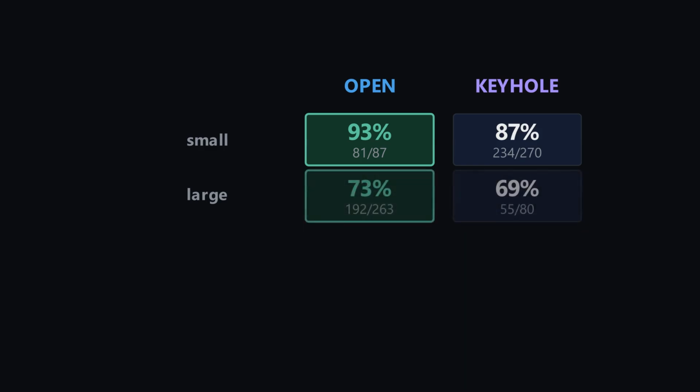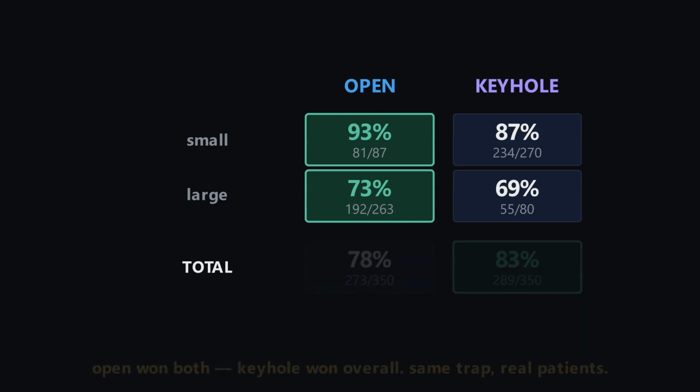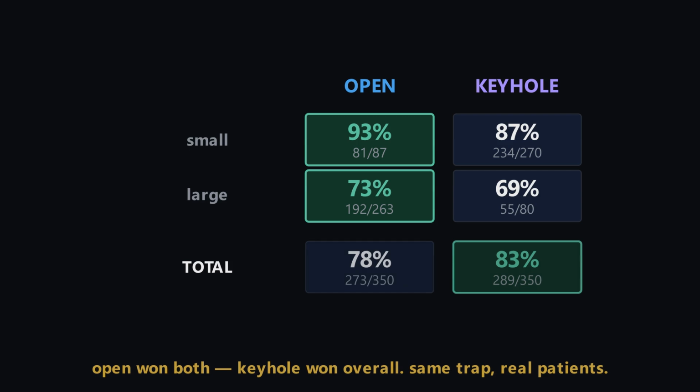For large stones, 73% against 69%. Open surgery won in both. Yet overall, keyhole came out ahead, 83% against 78%. Why? Surgeons sent the hard cases, the large stones, mostly to open surgery. The very same trap with real patients.